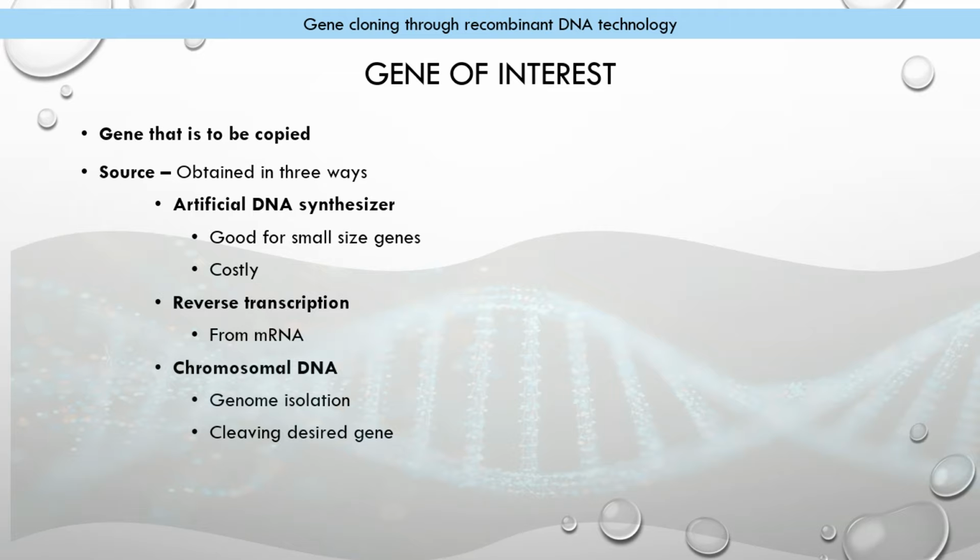Reverse transcription. A gene of choice or gene of desire can also be obtained by the reverse transcription of a messenger RNA into cDNA. Gene of choice can also be isolated from a living cell. First of all, the genome is isolated, and then the gene of choice is cleaved from the genome using the restriction enzymes.